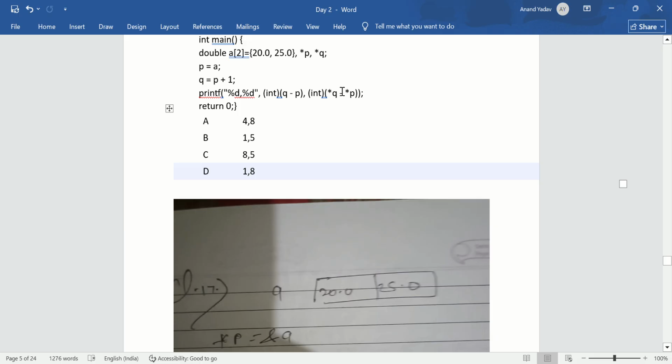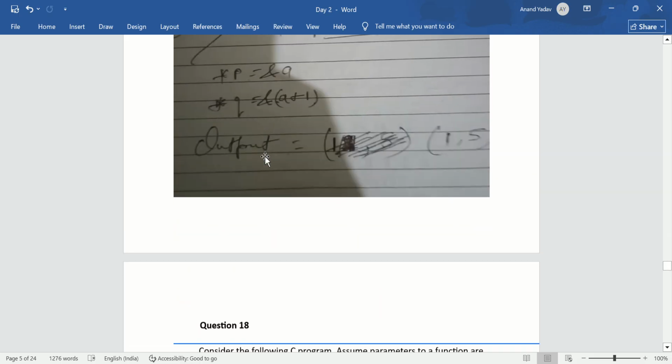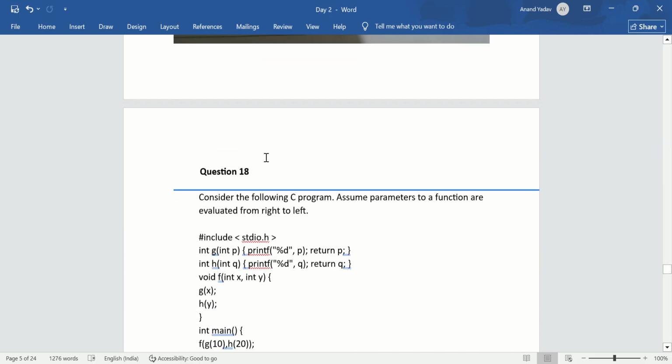The difference between these is 1 and the difference in value is 5, so option B is correct. In this way I solve this question.